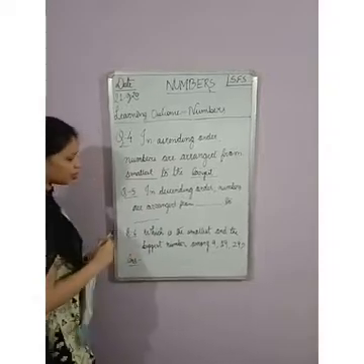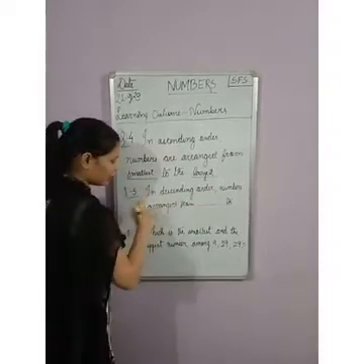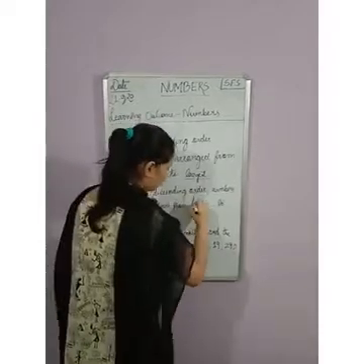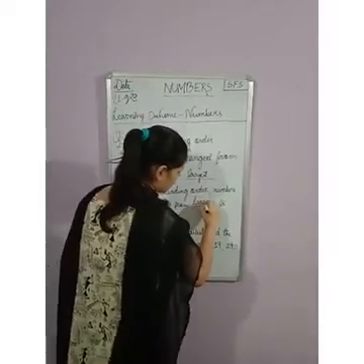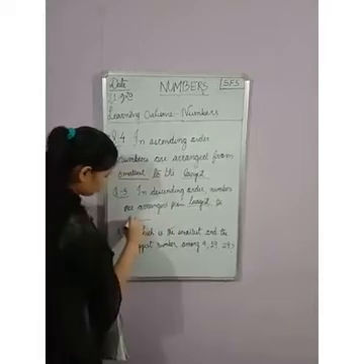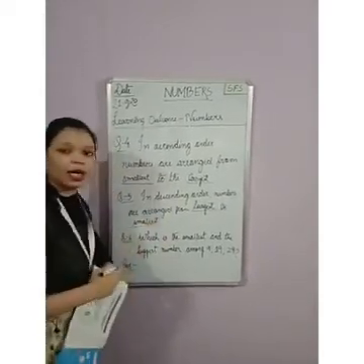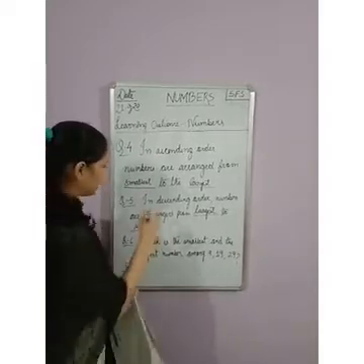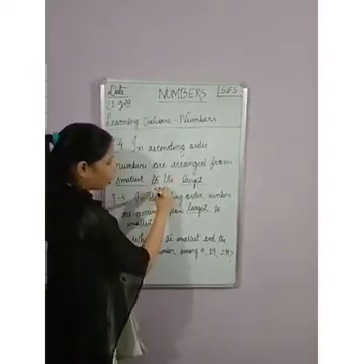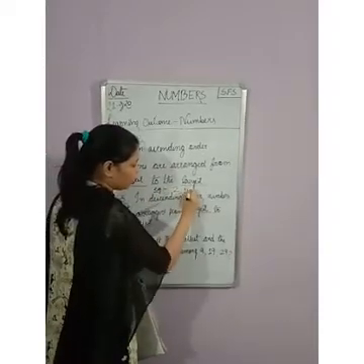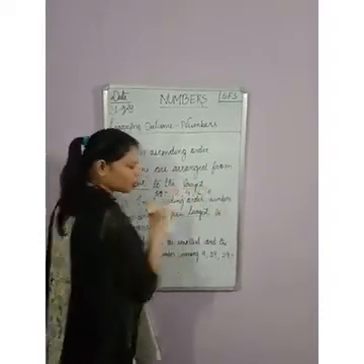Okay, the next question is, in descending order, numbers are arranged from largest to smallest. Okay, largest to smallest. Alright, now I can give an example here. I will take one example here for a 1-digit number only. Alright, so 2, 4, 6, 8. I am taking an example.